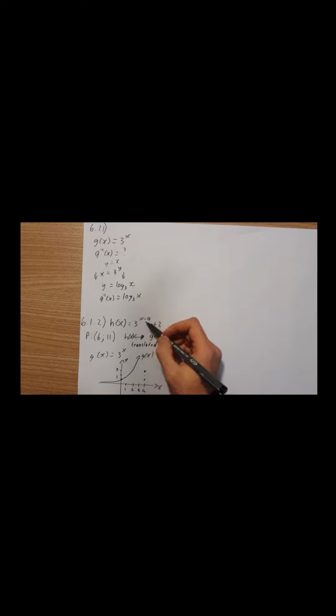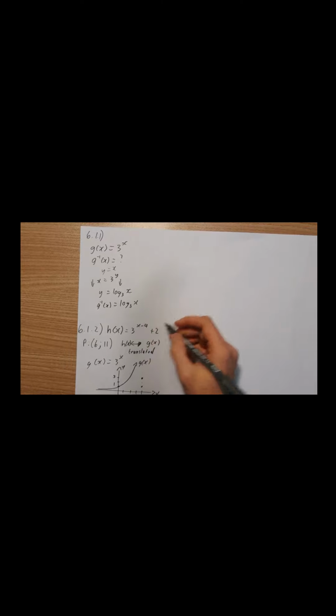Okay, so now the new intercept would be, let's see, if x is 0, that becomes 1 over 3 to the 4, plus 2. Okay, that becomes very small, so it's going to be in the region of 2. Okay, so just over 2 is going to be my y intercept, and this is what h is going to look like.